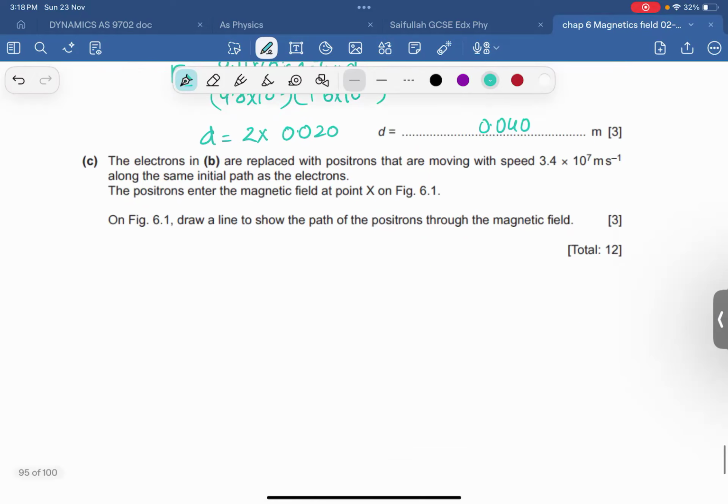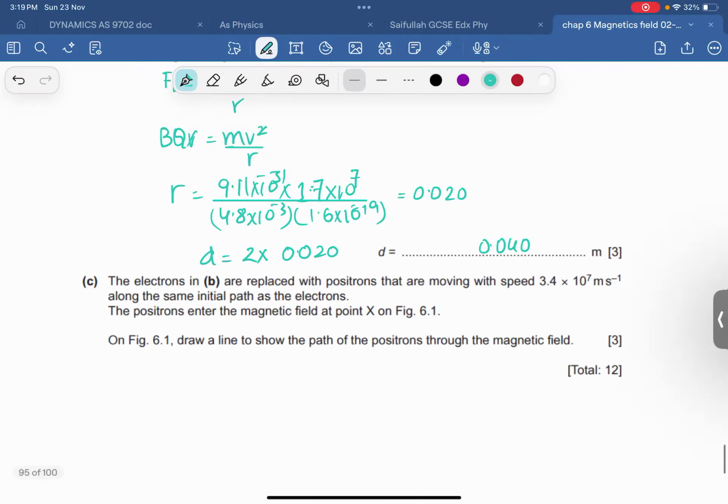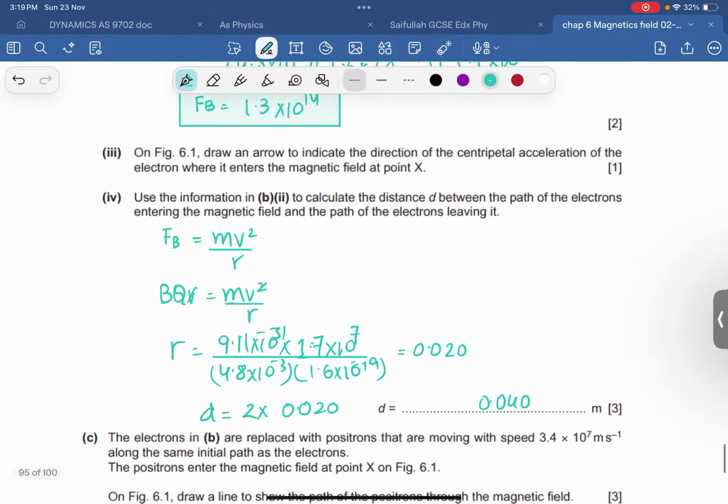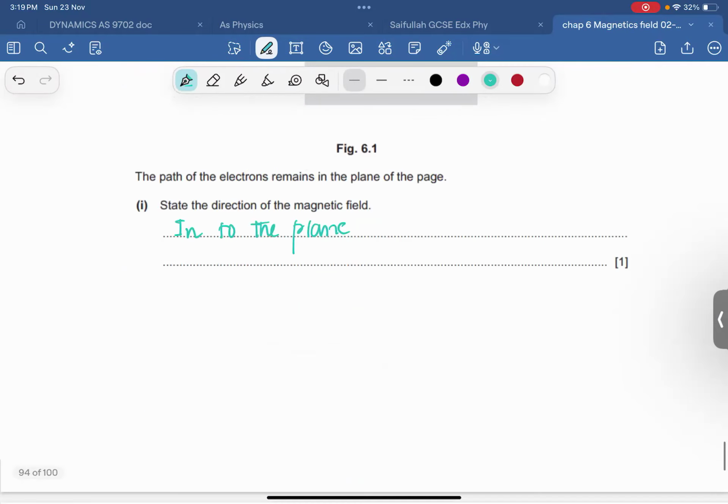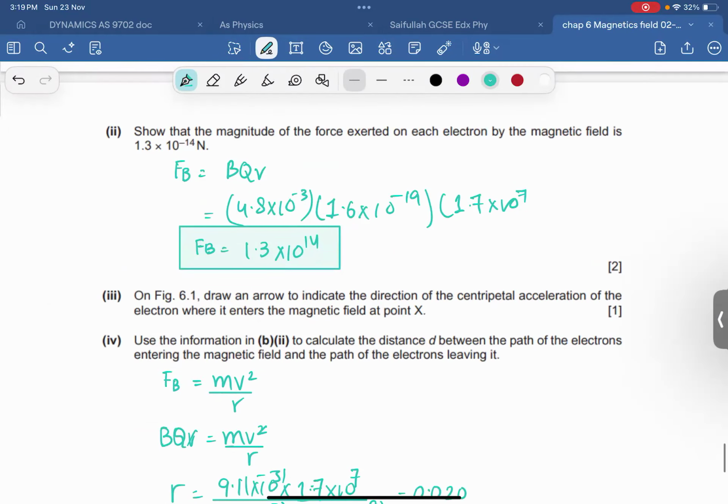Now, they're saying the electron is replaced with a positron that is moving with a speed greater than that along the same initial path as shown. The positron enters the magnetic field. So the positron has a positive charge, so it will bend upward. And it has double the speed. So doubling the speed will cause the magnetic force to be greater, so it will cover a greater circular path.